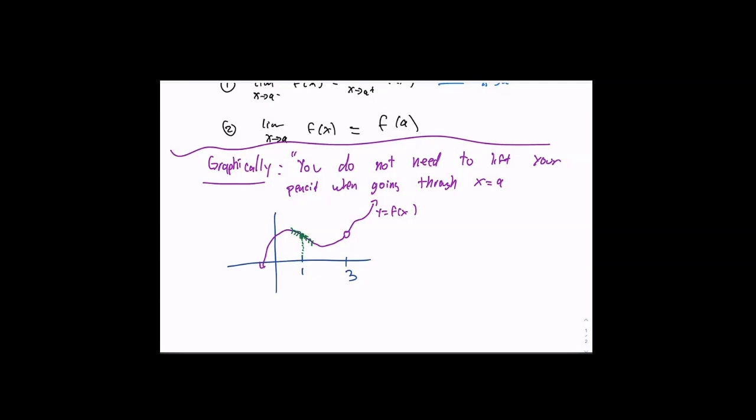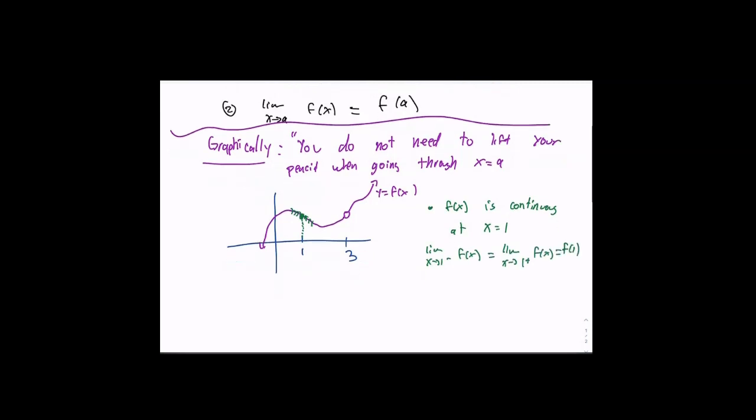So in this case, f of x is continuous at x equals 1. And the reasoning why, of course, is because the limit as x approaches 1 from the left-hand side of f of x equals the limit as x approaches 1 from the right-hand side of f of x, which is equal to the value of f of 1.